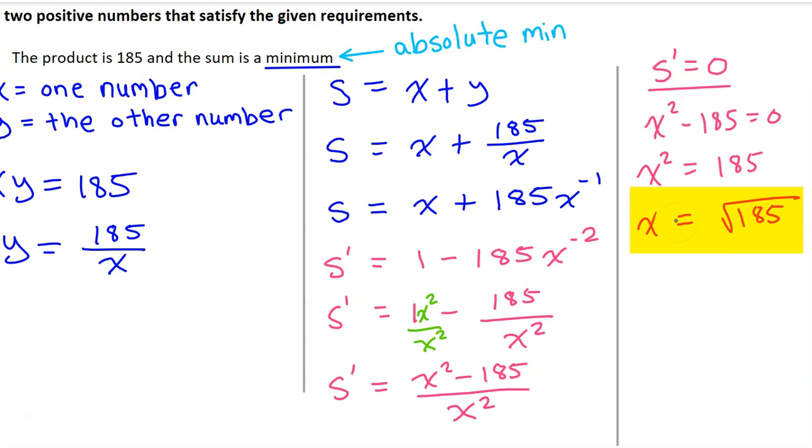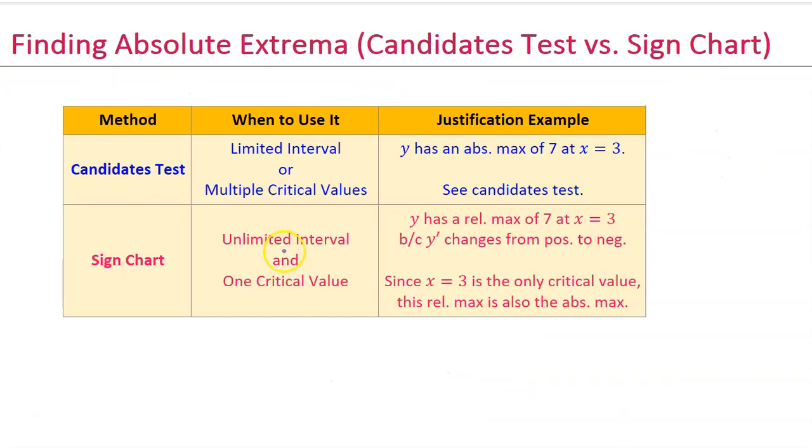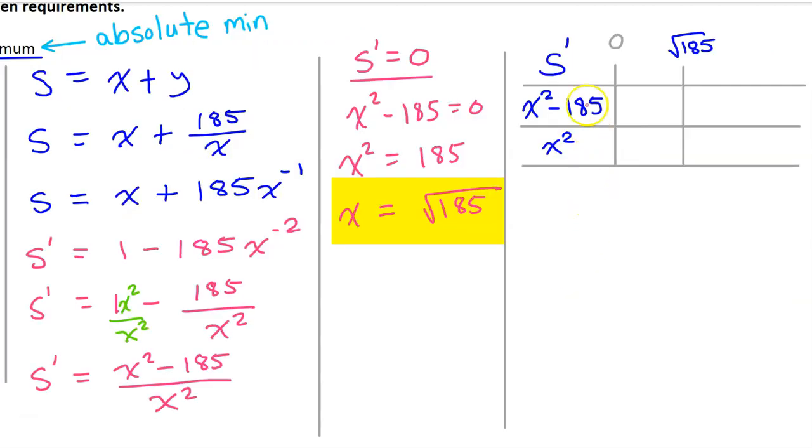Also notice that we have one critical value. Since we have an unlimited interval and one critical value, we need to use a sign chart instead of a candidates test to find the absolute min. So this is going to be an S prime sign chart. I'm going to need two rows, one row for the numerator and another row for the denominator. Here's my one critical value and the lower limit of 0 because x has to be positive. So let's decide whether these two factors are positive or negative in each interval.